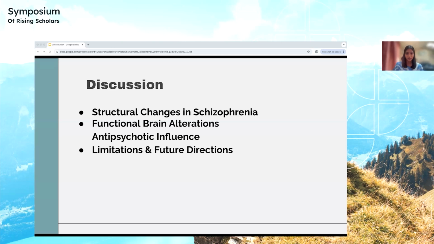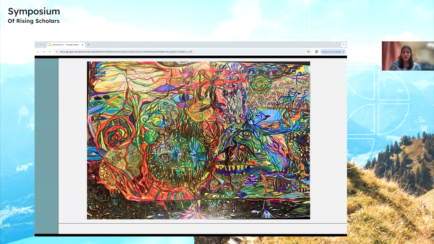So, just to conclude, schizophrenia isn't just a chemical imbalance, it's a full scale rewiring of the brain. Shrinking gray matter, faulty neural circuits, and disrupted communication between brain regions fuel its most defining symptoms. And antipsychotics offer relief, but their long term impact on brain structure remains a question mark. So, the next step is longitudinal studies, precision treatments, and a deeper dive into the brain's inner workings, because understanding the architecture of schizophrenia is the key to outsmarting it.